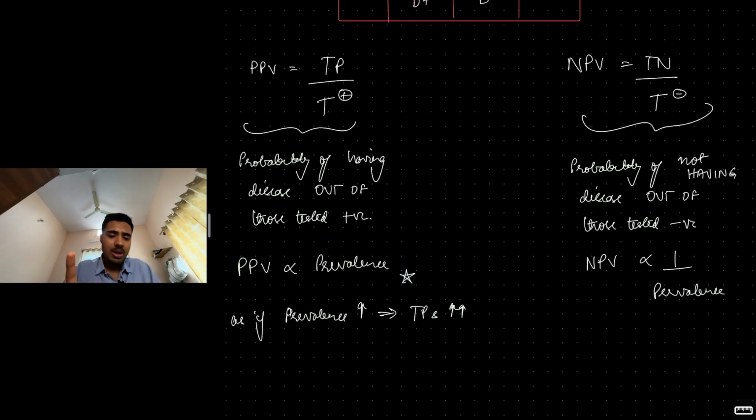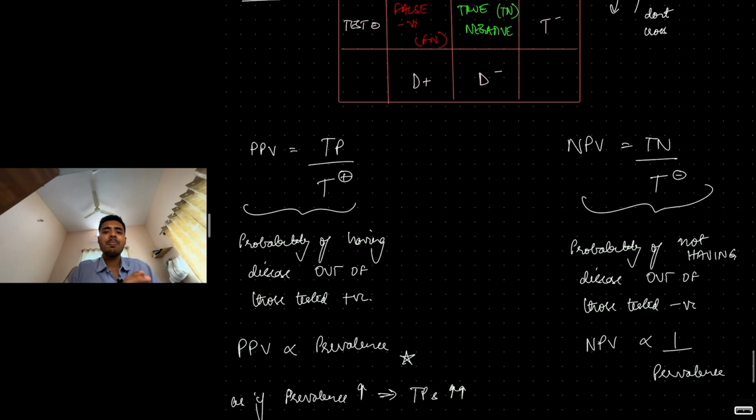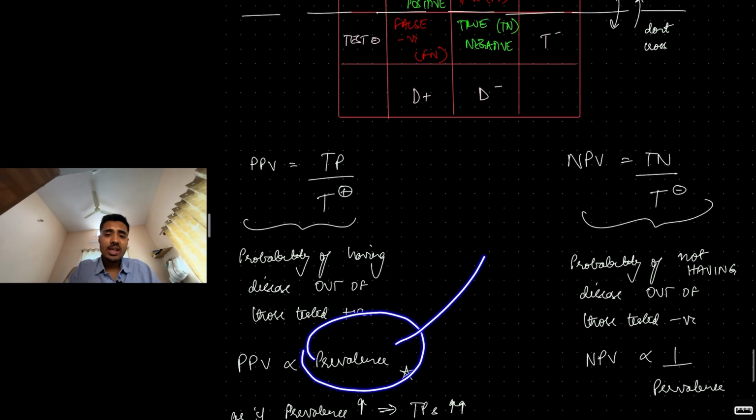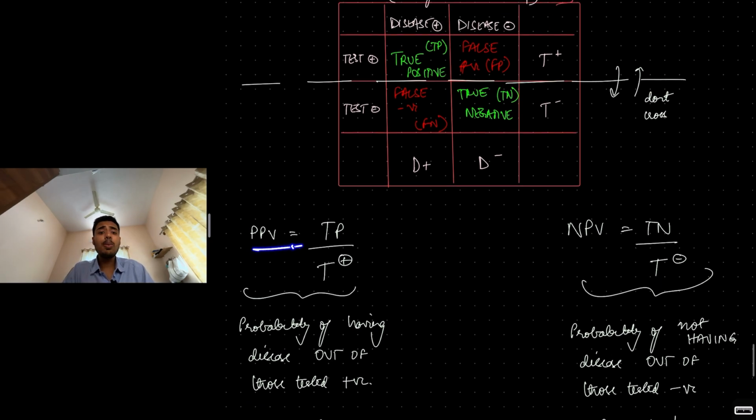Most important factor for positive predictive value is prevalence. Very, very important. Because when prevalence of a disease increases, true positives increase. So the probability of having the disease out of those tested positive is high. So for a very, very common disease, if 100 people have been tested positive, then 99, 98 of them will be actual true positives. Understood? So that is positive predictive value.